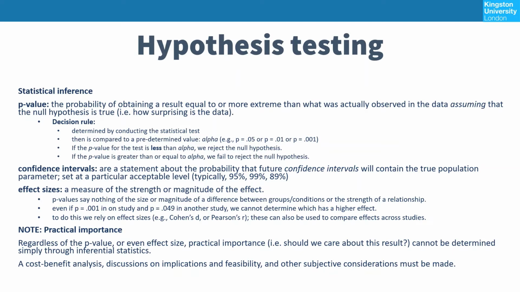We could use 0.1 or 0.001, which is what they use in other domains, such as the physical sciences, like mathematics and physics. Then we compare the p-value that we obtained to this alpha that we determined. If it is less than the alpha, we say we can reject the null hypothesis. If it is greater than the alpha, we say we fail to reject the null hypothesis. So basically, we are saying that the data is not surprising enough for us to conclude that there might be a difference.